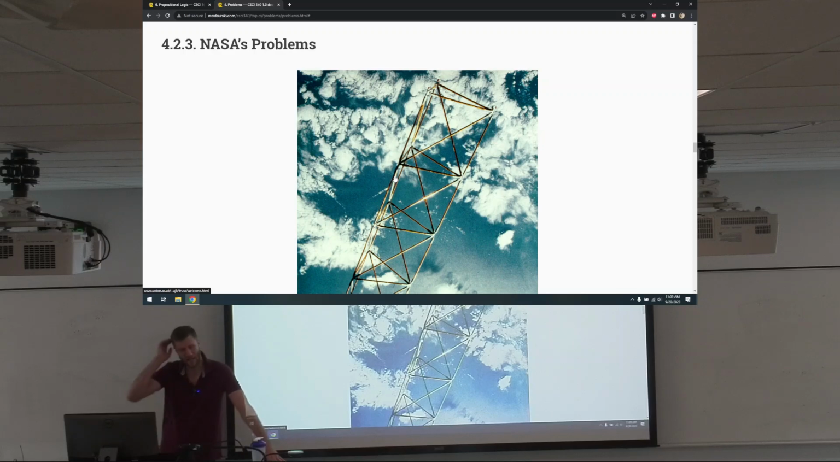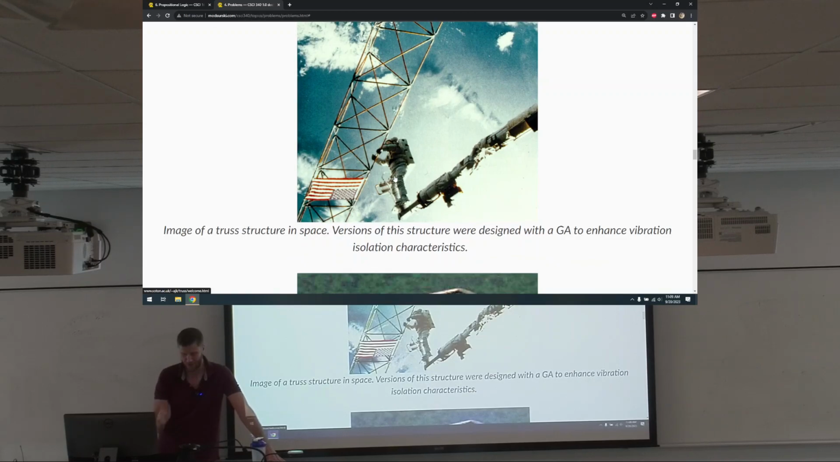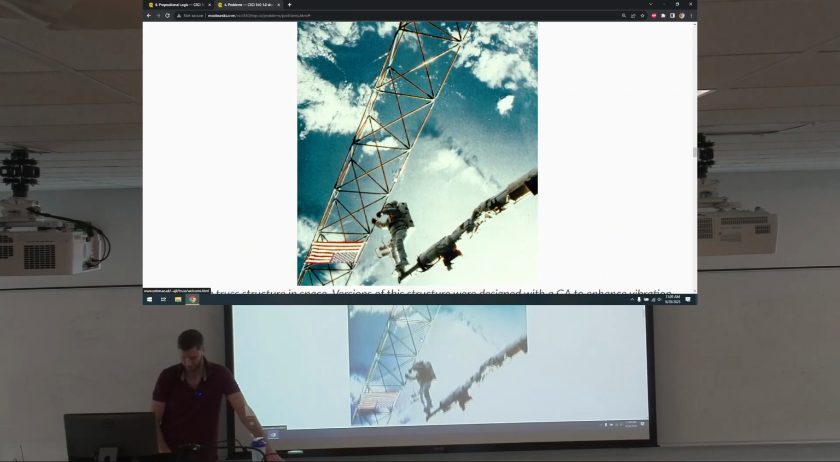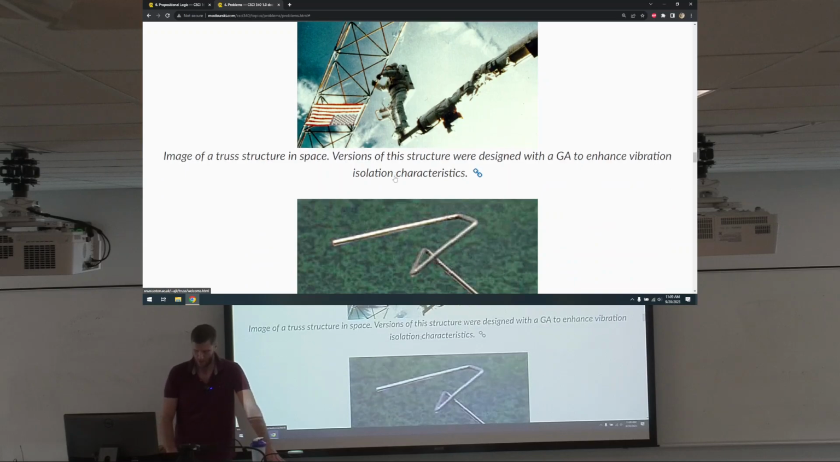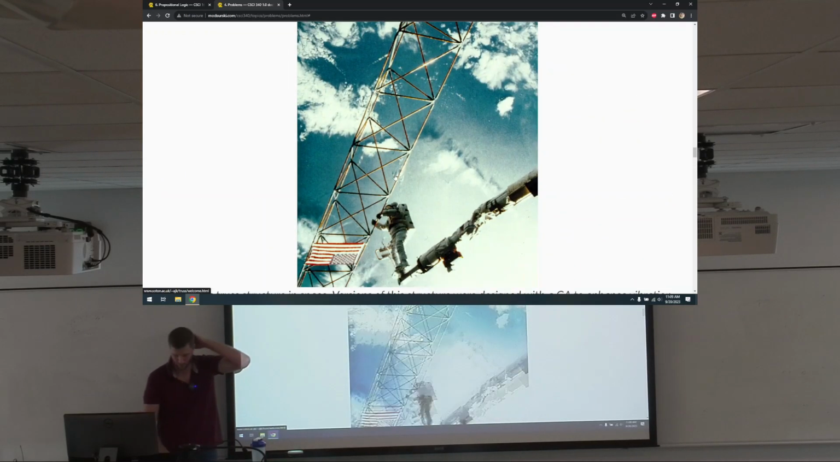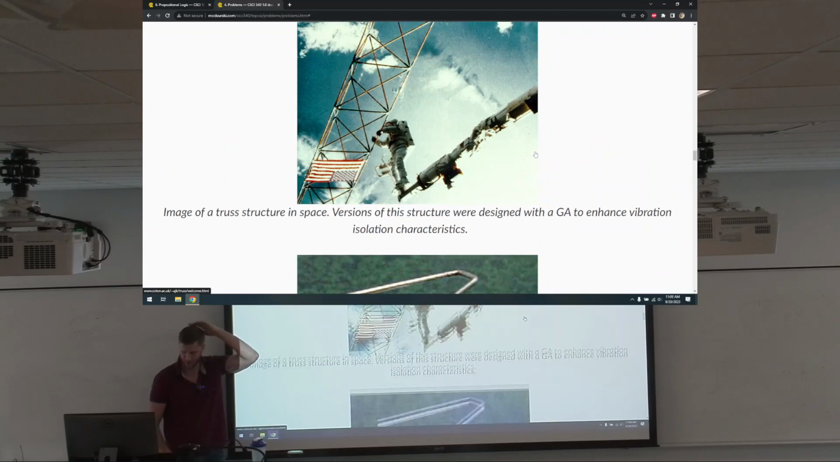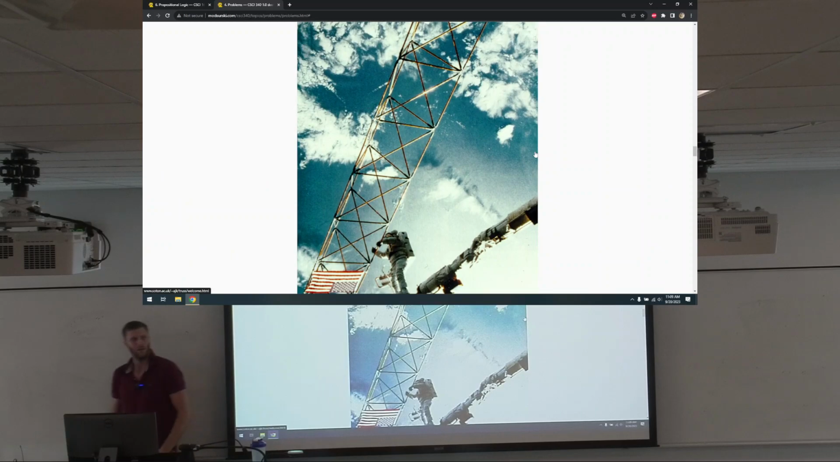And here's some problem NASA had. They wanted to make a truss. A truss version of the structure was designed by GA to enhance vibration isolation characteristics. With a genetic algorithm, people designed a better truss for NASA.